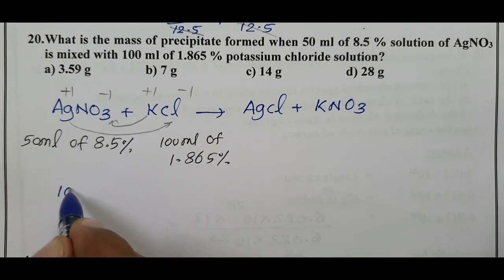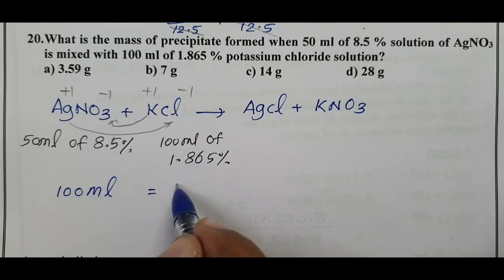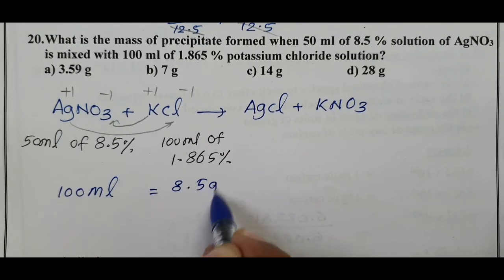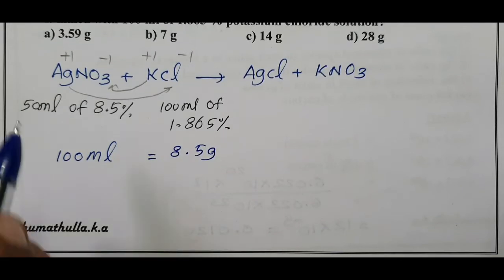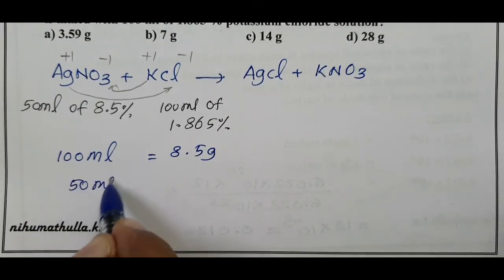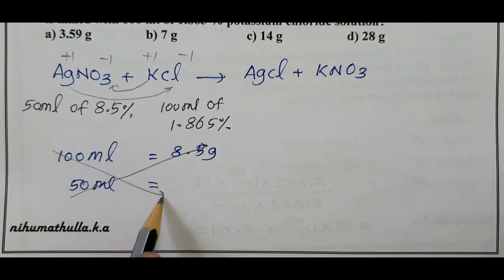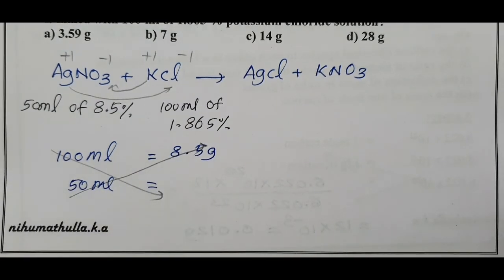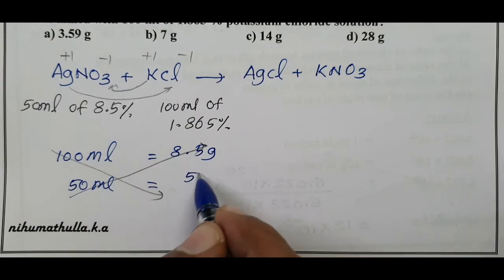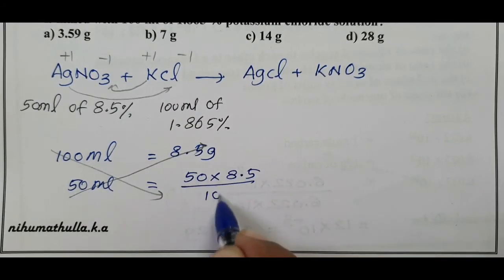8.5% means 100 ml of silver nitrate solution contains 8.5 gram of silver nitrate. In our question 50 ml is given. Therefore, 50 ml of the solution contains how many grams of silver nitrate? Cross multiply and divide by 100. So, when you cross multiply, 50 into 8.5 divided by 100.